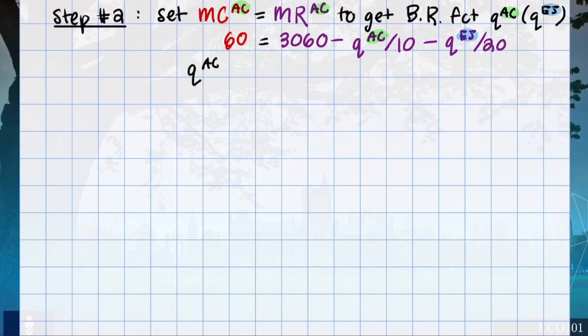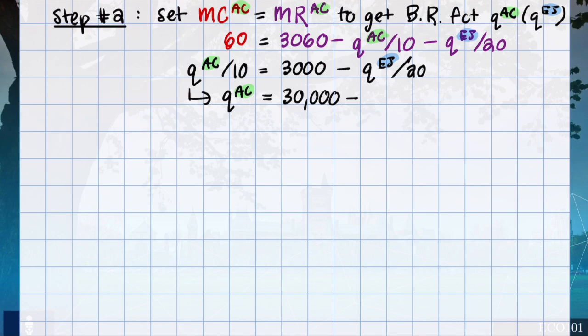So we have the quantity that Aero Canada sells divided by 10 equals 3060 minus 60, so 3000, minus the quantity that EasyJet sells divided by 20. And one more step to solve for this quantity, we'll multiply both sides by 10. So we get our best reaction function. The quantity that Aero Canada chooses as its best response is equal to 30,000 minus the quantity that EasyJet chooses divided by 2. This is the best reaction of Aero Canada to what EasyJet produces. So we are done for step number 2. We have Aero Canada's best response.